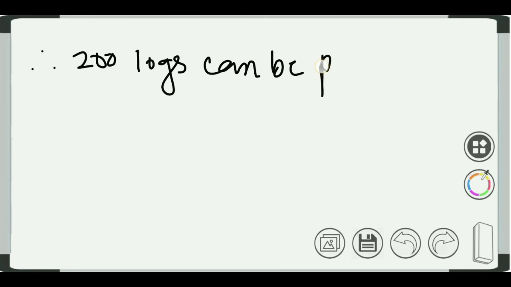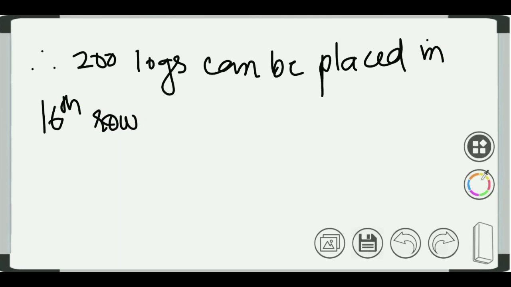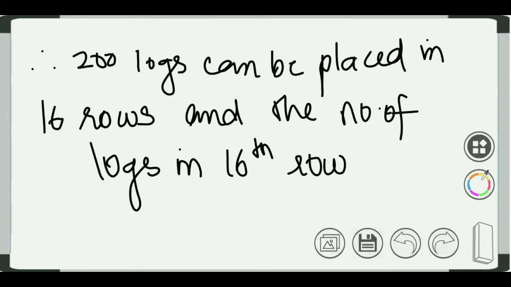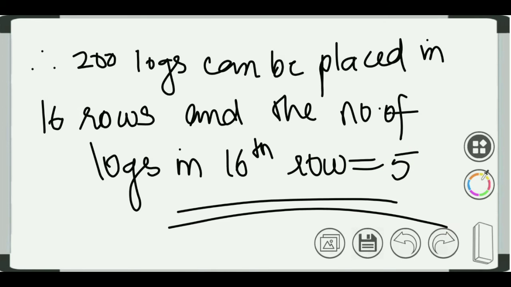Therefore, 200 logs can be placed in 16 rows. Okay, number of rows 16 rows, and what is the number of logs in 16th row? Equal to 5. This is your conclusion of this answer. 200 logs can be placed in 16 rows, and in the 16th row the number of logs is 5. Okay, that's all. Now you can come to the 20th question.